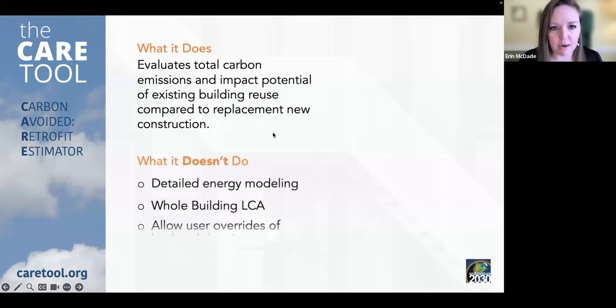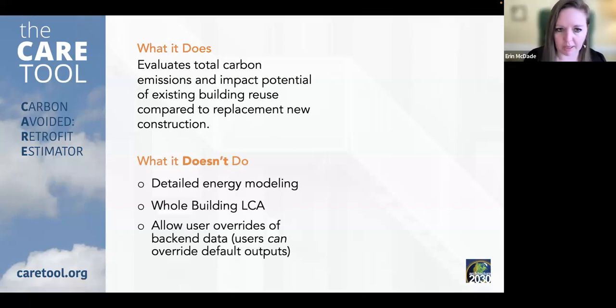It is not, unlike some other tools that would come later in the design process, a detailed energy modeling tool. It is a comparison tool. So the numbers that come out of it are valuable as comparison metrics. Once you do a whole building LCA tally model later in the design process, the numbers might not be identical. It's also not a whole building LCA tool for various reasons. We can talk about that a little bit if it comes up. And unlike some tools that some of you might be used to, for example, if you use Tally a lot, you can't override the backend data. Again, there are reasons for that. We can talk about it if valuable.